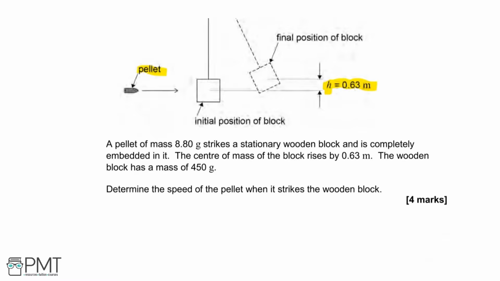A pellet of mass 8.80 grams, be careful there, grams not kilograms, strikes a stationary wooden block and is completely embedded in it. The center of mass of the block rises by 0.63 meters, as we just said. The wooden block has a mass of 450 grams. Again, grams, not kilograms. That's going to be important later. Determine the speed of the pellet when it strikes the wooden block.